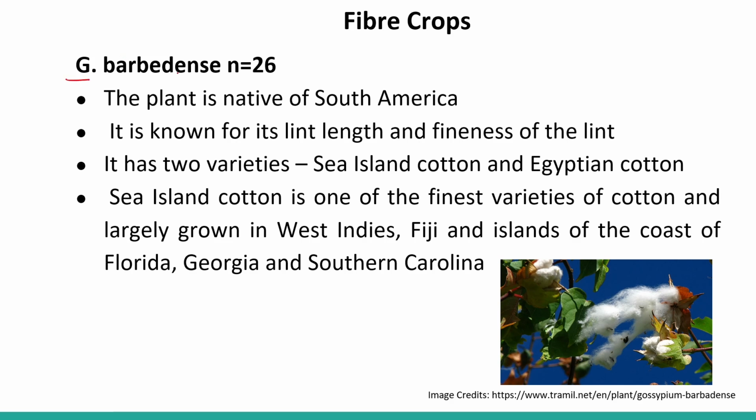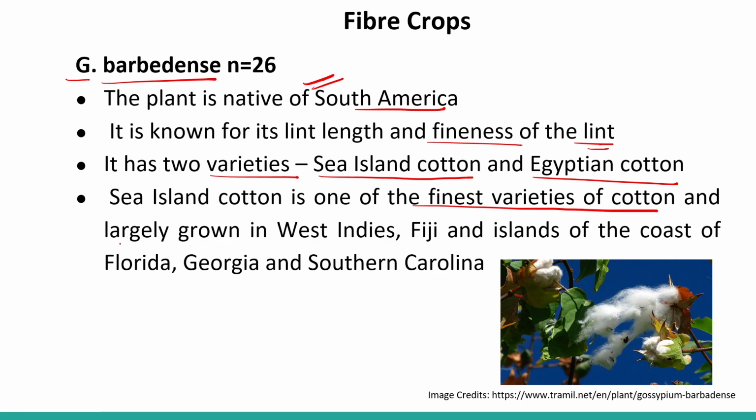The next species is Gossypium barbadense. This plant is native to South America. It is known for its length and fineness of fiber, and it has two varieties, Sea Island cotton and Egyptian cotton. Sea Island cotton is one of the finest varieties of cotton and is largely grown in the West Indies, Fiji, and islands off the coast of Florida, Georgia, and South Carolina.